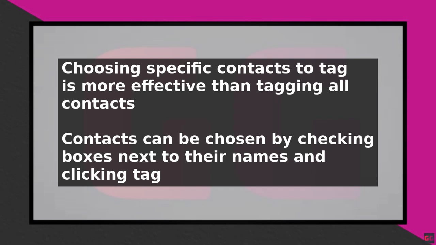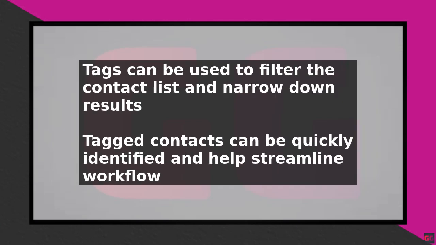You can also add multiple tags to a contact by typing in additional tags and clicking Add for each one. Once you have assigned the tags, the page will refresh, and the tagged contacts will be updated. Later, if you want to filter your contact list, you can use the tags to narrow down the results.